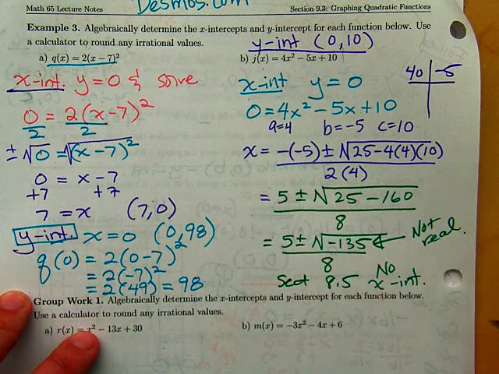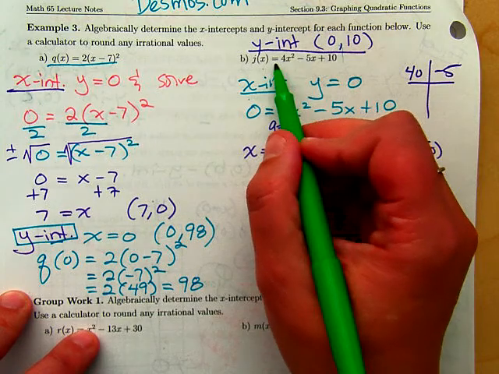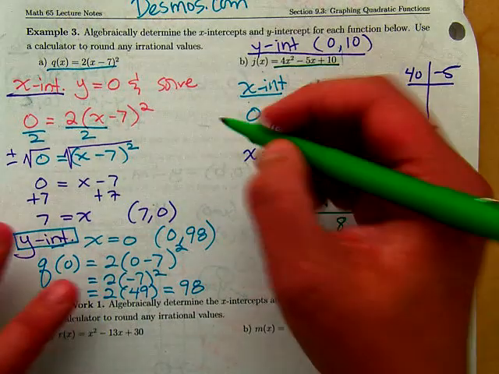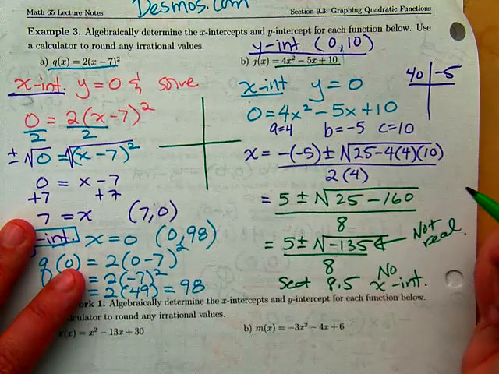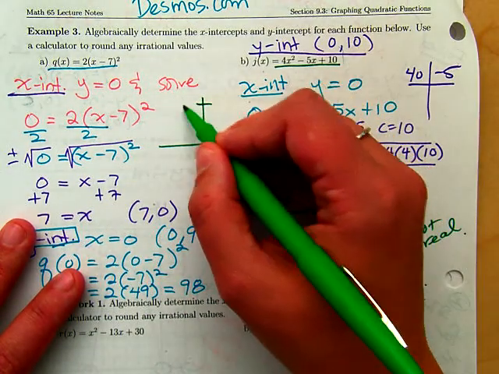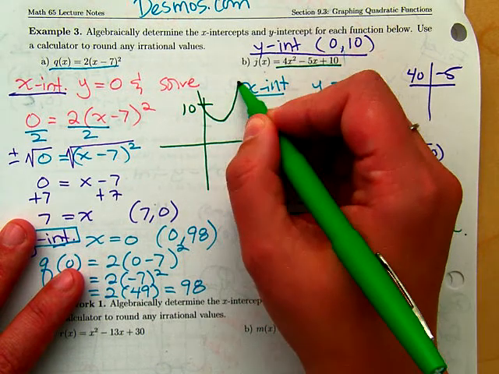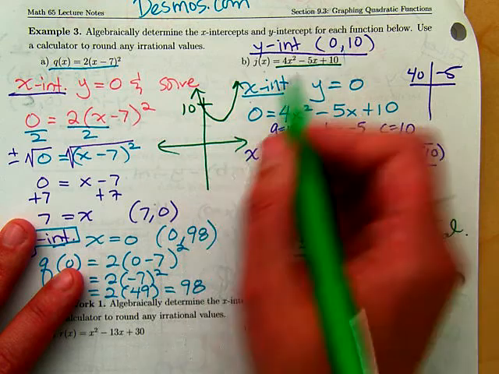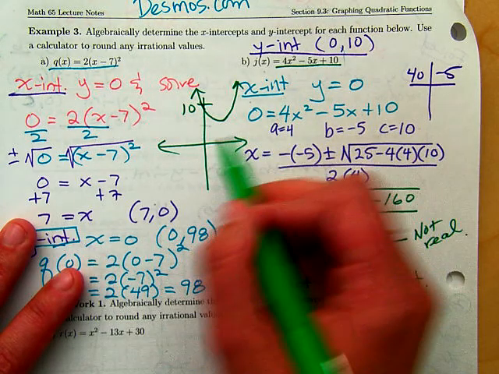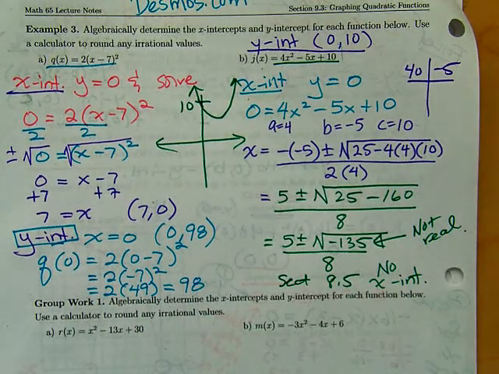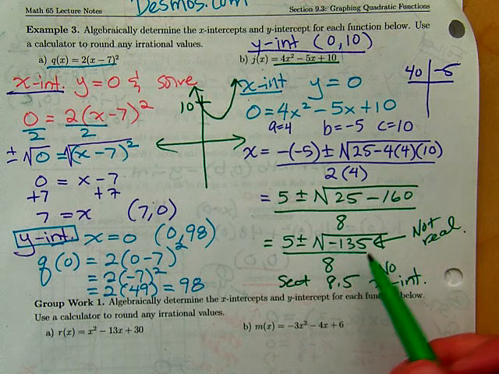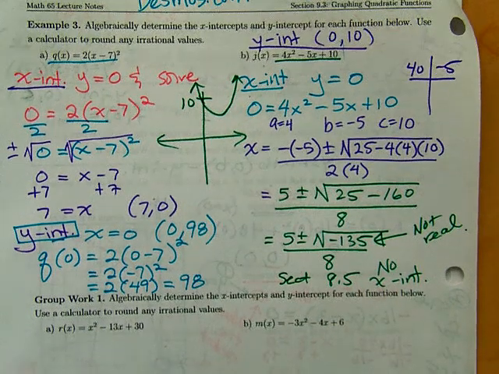What I want you to do, if you're watching the video, is go to Desmos and plug that in. You're going to notice that it will look like a parabola. It will cross at 10, but it will not touch down. It might not look exactly like this, but the idea is it's not going to cross the x-axis. So we say there are no x-intercepts, and that's because you're taking the square root of a negative, which also means that it wasn't factorable at all.